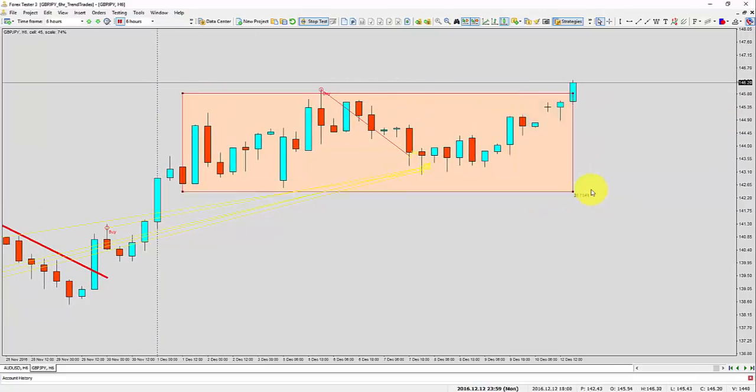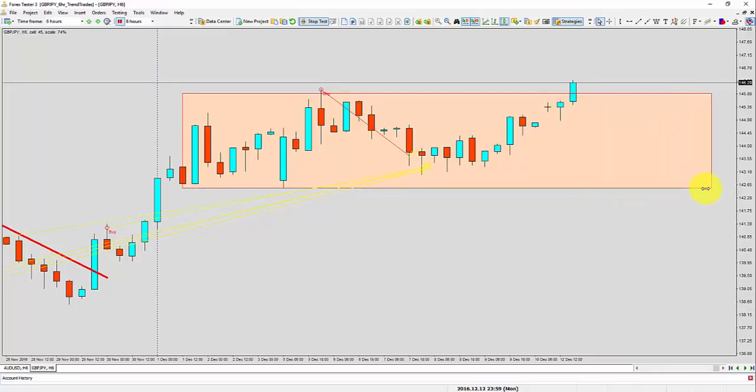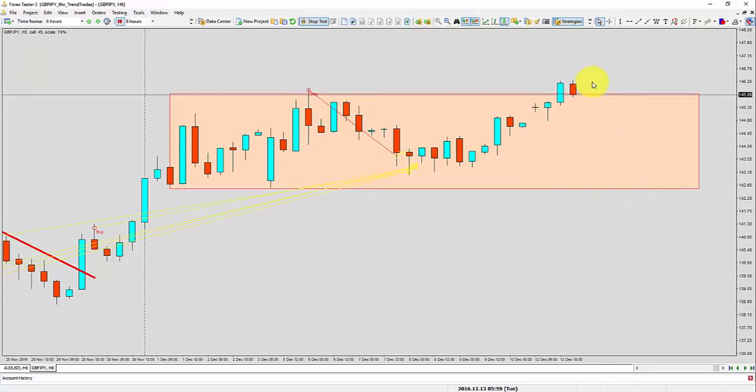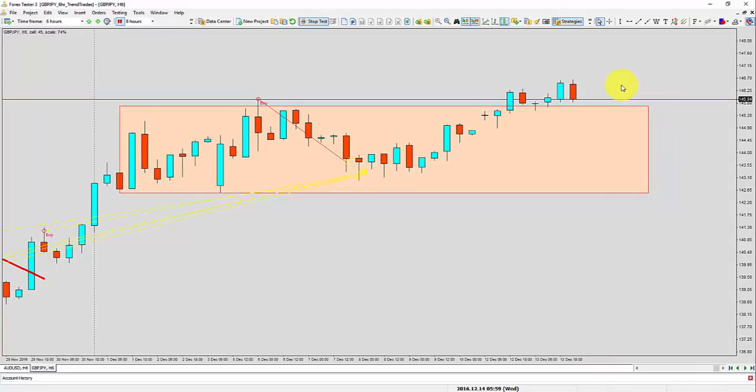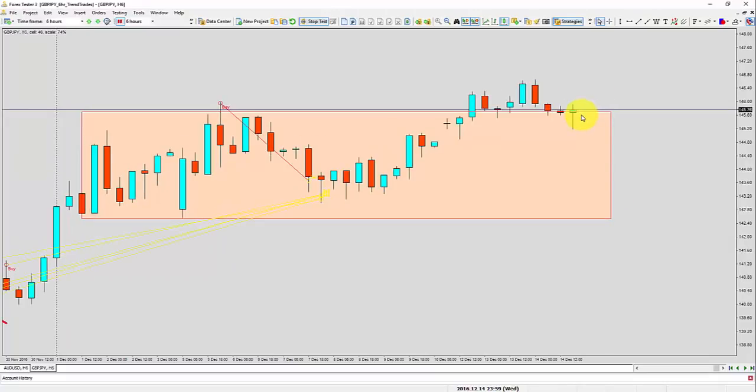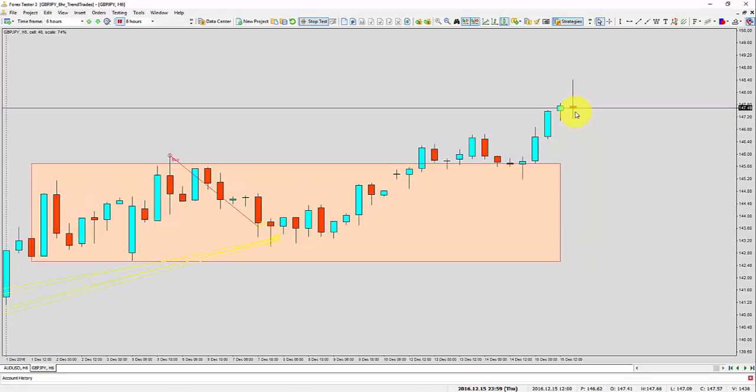So it's broken out of the box. I could go long again. If we come back down and bounce on the box, now I need a big bullish push off of this. Okay, that was a bit of a half-hearted attempt. Okay, we're back in the box. So I wouldn't count this as a bullish trend now. Well, maybe.